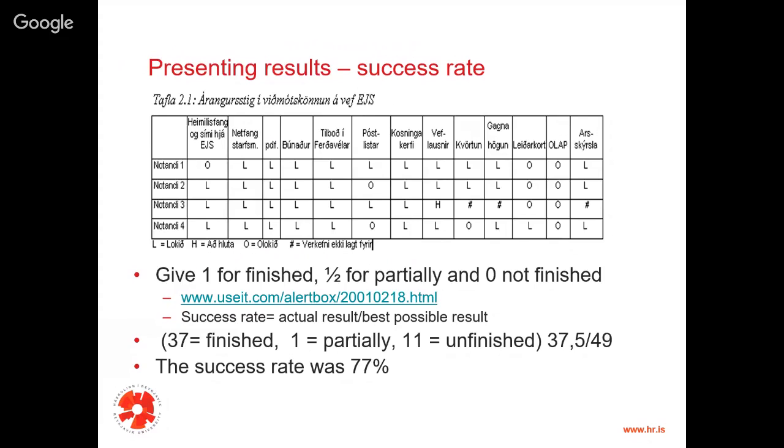So having, saying, well, I don't want the success rate to be below 90%. And if it's 77%, I have to redesign. I have to do some changes here. And where would I then do the changes, do you think? Can you see from the table where we would focus our redesign? Yeah, where all the O's are.